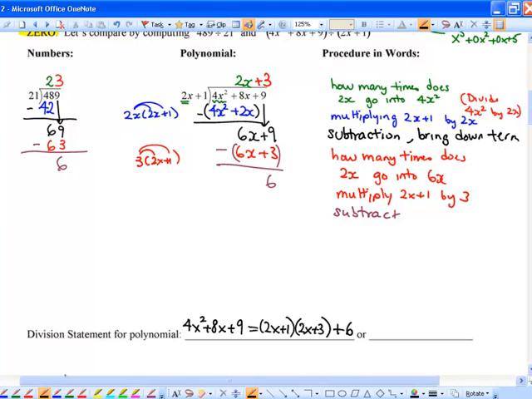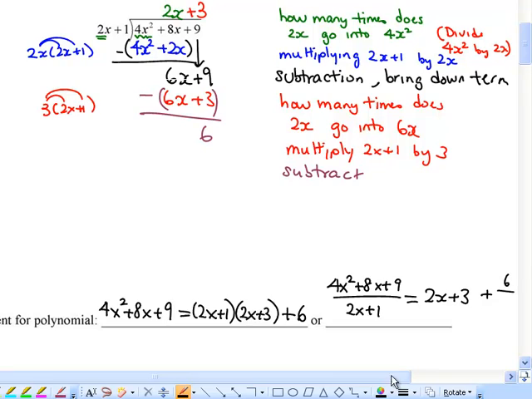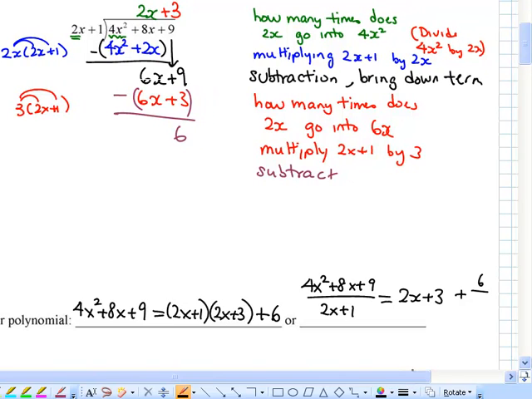Or if you like the fraction form, we take the dividend and we divide it by the divisor, which is 2x plus 1. This equals the quotient, 2x plus 3. And we're going to add to that the remainder, but of course it's a fraction, so the remainder is 6 divided by the divisor, 2x plus 1.